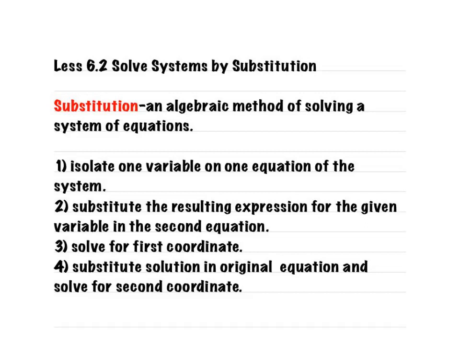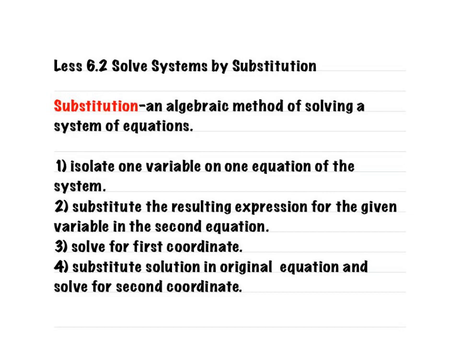This is lesson 6.2, solve systems by substitution. So in lesson 6.1, we learned how to solve systems of equations by graphing, by laying those two equations on a coordinate plane and interpreting the graph. If the two lines met at one point, then that point was the solution.